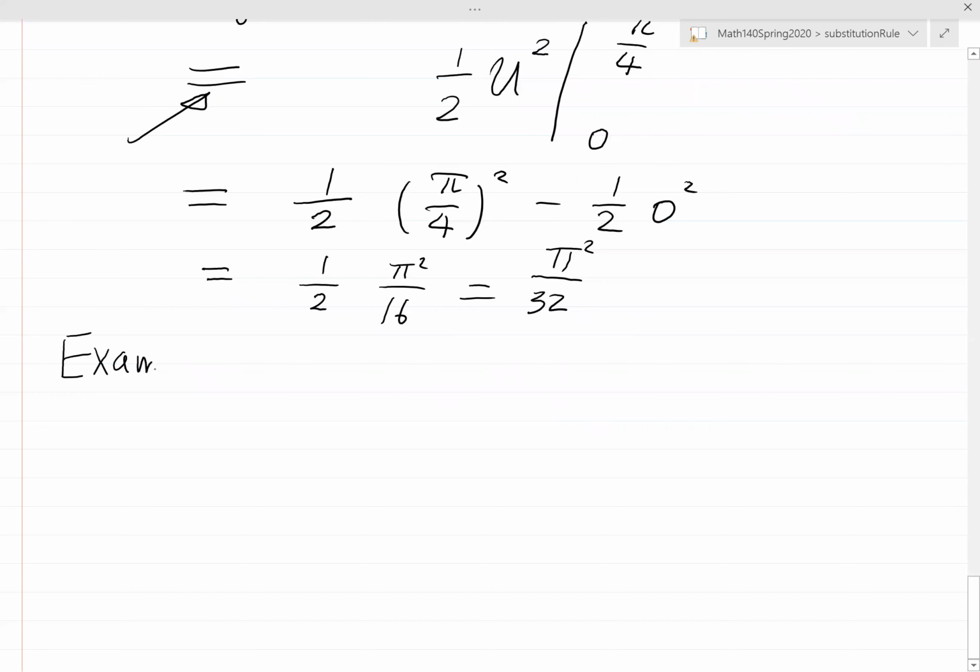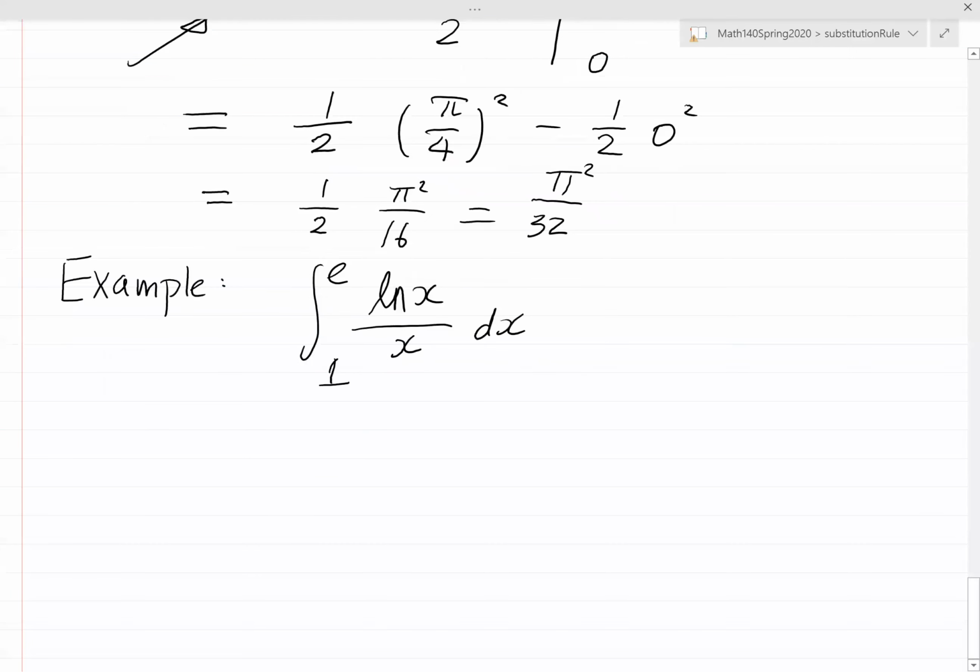Another example. Integrate from 1 to e the function ln x over x dx. Now, first of all, this function ln x over x is not in the antiderivative table. So we use another technique. Here we use the substitution rule.